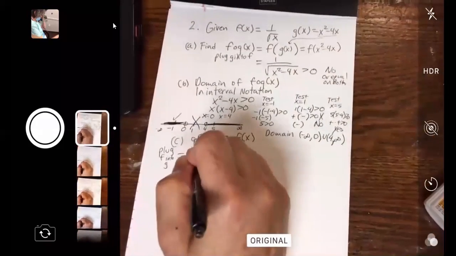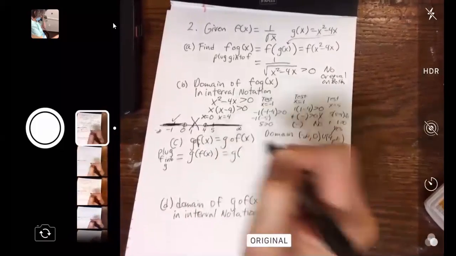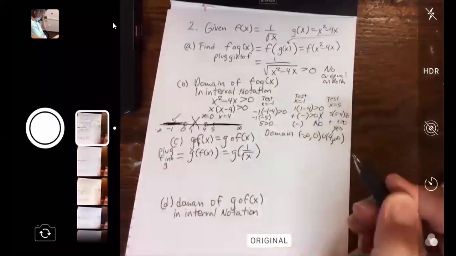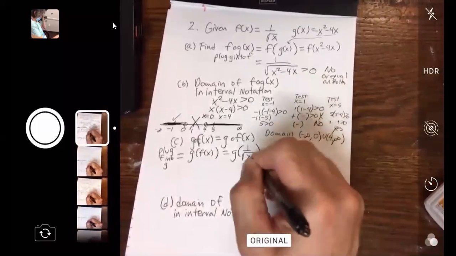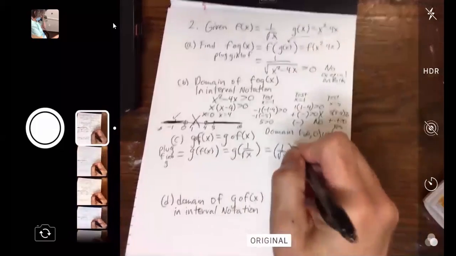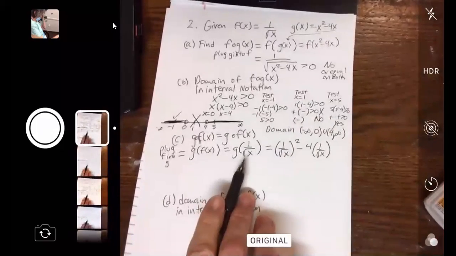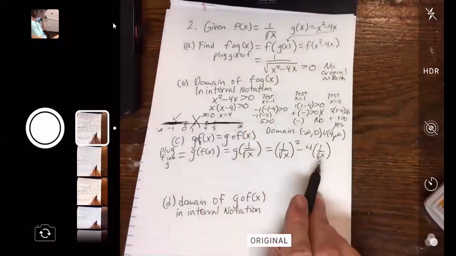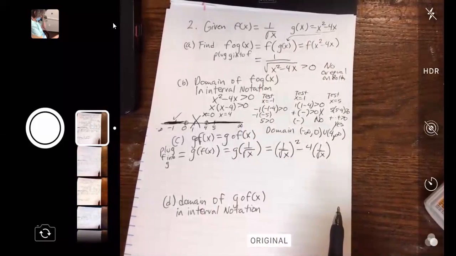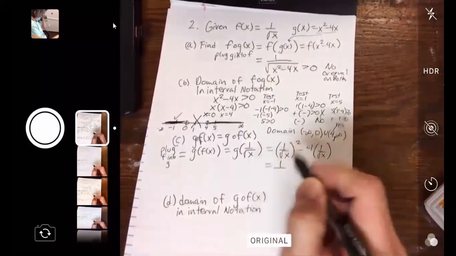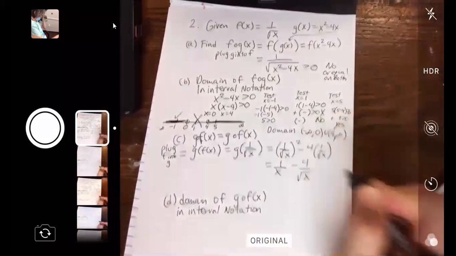Okay, so that is G of F of x, which is G of 1 over square root of x, which is equal to 1 over square root of x. So I'm plugging 1 over root x in where the x is. And squared, subtract 4, 1 over root x. So this is acting like my x, and I square it and subtract 4 times it. And so I'm getting 1 over x, because the square root will go away, minus 4 over square root of x.